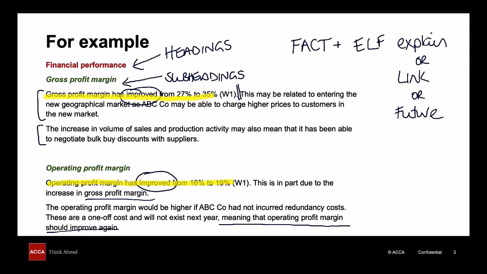Now, just to reiterate, I already said this is entirely made up. What is written on this page is entirely made up. When you are writing your exam answer, you must reference the scenario. You must reference the information you have been given in order to explain movements or differences in ratios.